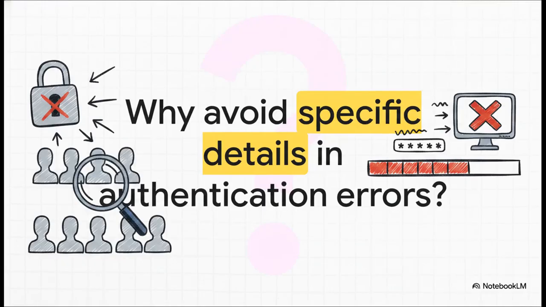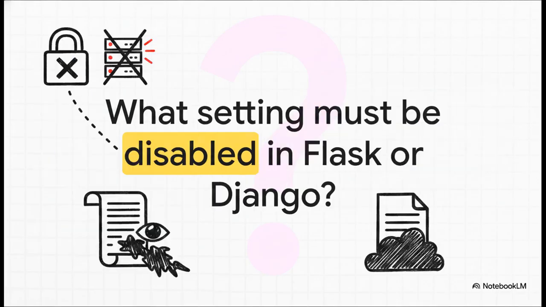Okay, quick quiz time to see if you're tracking with me. Why should authentication errors never specify whether the username or password was incorrect? Think about it for just a second. Well, it's to prevent attackers from enumerating valid accounts. If you tell them the email exists, they can immediately pivot and begin brute forcing the password. And question 2, what setting must absolutely positively be disabled in Flask or Django production environments to prevent exposing an interactive debugger? You guessed it, debug mode. It must be turned off.